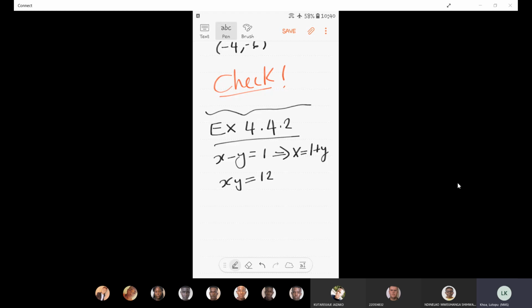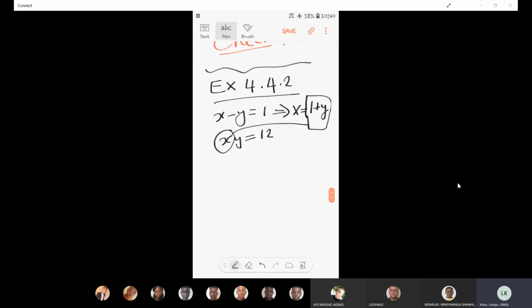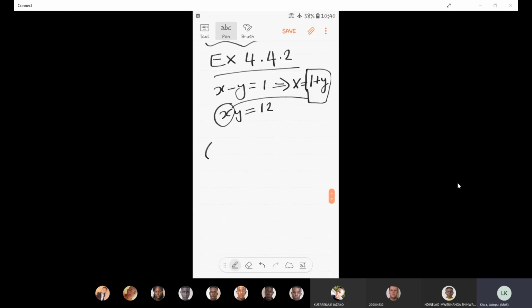Then this x, I will replace it with what I have over there, and then I will solve for y, then come back and solve for x. So I have 1 plus y times y, this is equal to 12. And you know how to multiply out the brackets. I have y plus y squared, this is equal to 12. And I rewrite this, y squared plus y minus 12, and this is equal to 0.